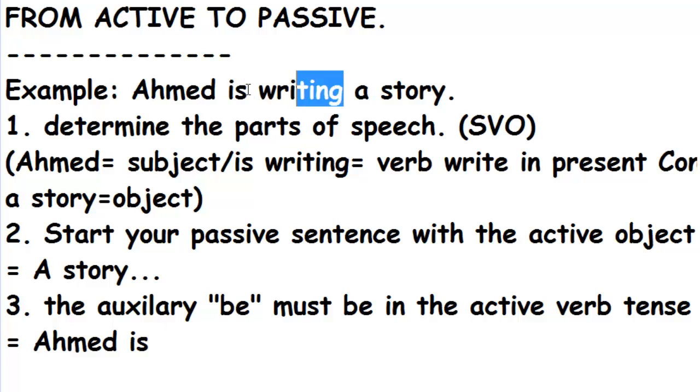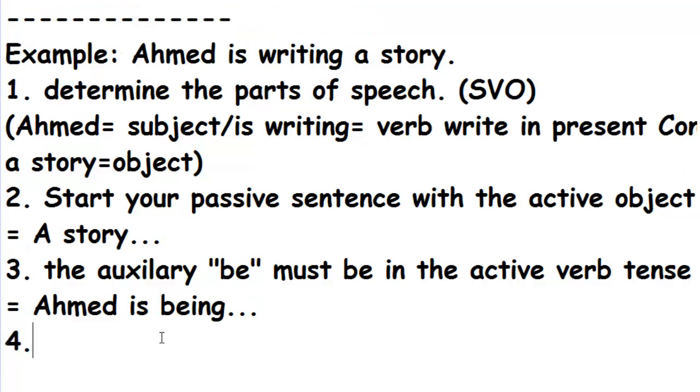Now the sentence will become: Ahmed is... Here we have the main verb, which is writing. So we have to know the tense. As we said previously, we must learn the forms of tenses in English. Is writing, to be plus verb-ing, this is present continuous. So to be in present continuous, we say is being.